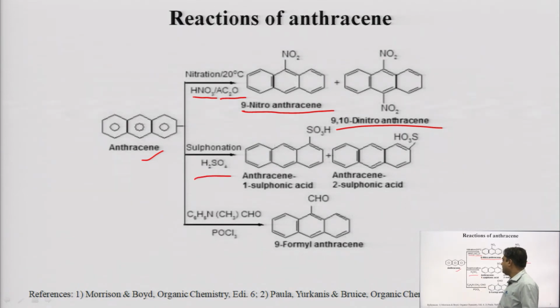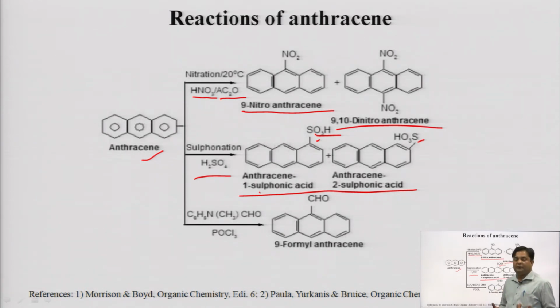When we are talking about sulfonation, as you can see, in the presence of concentrated H2SO4 we are getting a mixture of products, means we are getting 1-sulfo substituted or 2-sulfo substituted products, as anthracene-1-sulfonic acid and anthracene-2-sulfonic acid. So here you can see that SO3H, which is an electrophile, gets substituted on the first position of the anthracene, and in the second product again the SO3H electrophile gets substituted on the second position.